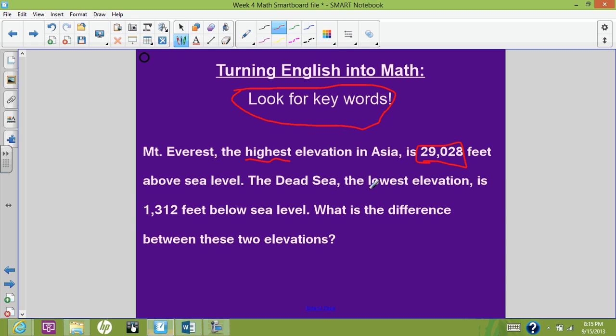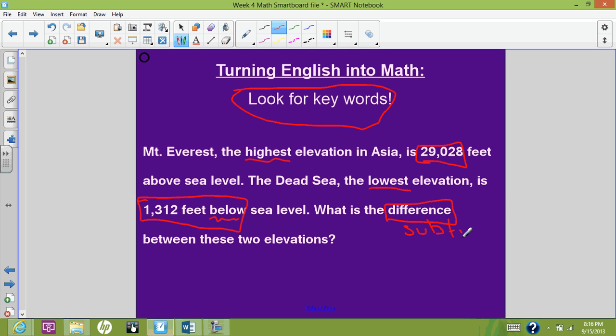Then we have the Dead Sea, which is the lowest elevation. Low, and it is 1,312 feet below sea level. That word below we talked about, that means that this is a negative number, negative 1,312 feet. And then another really important word here is difference. Difference is a word that tells us subtract.